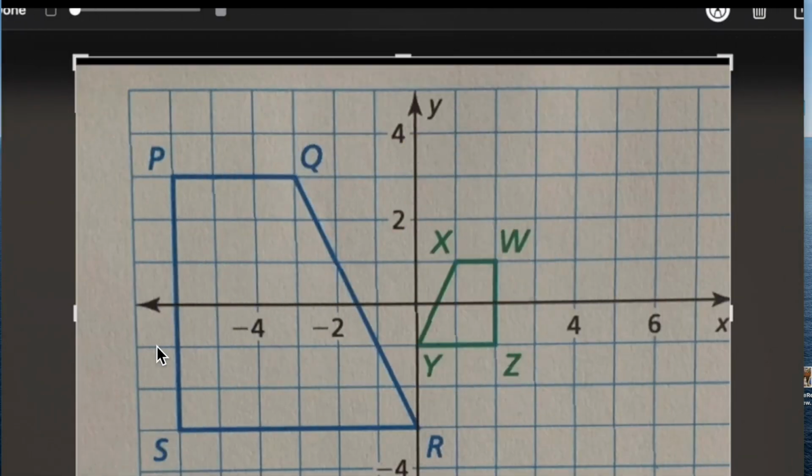In this next example, we're asked to figure out the similarity transformations that bring this larger trapezoid to the smaller trapezoid.